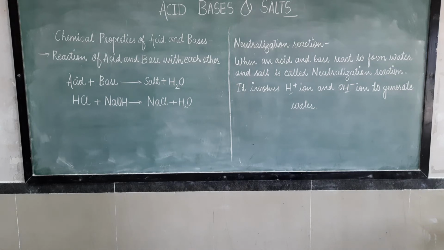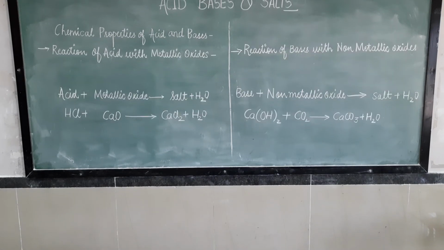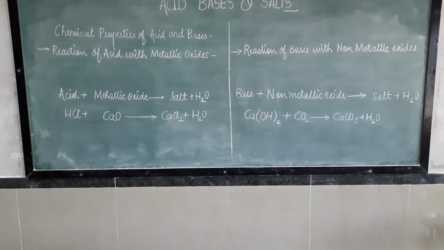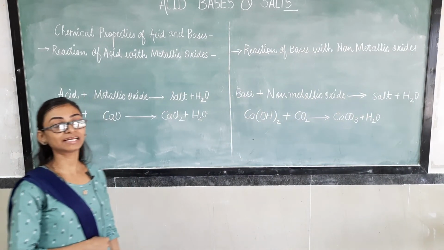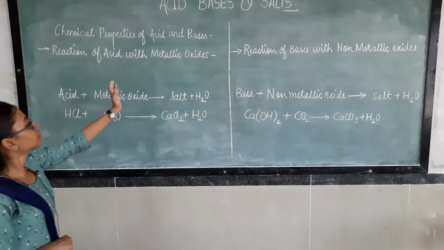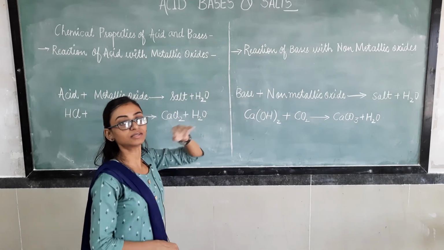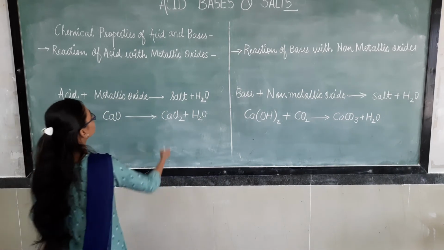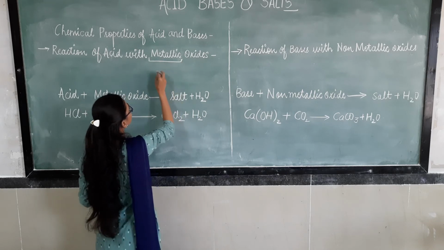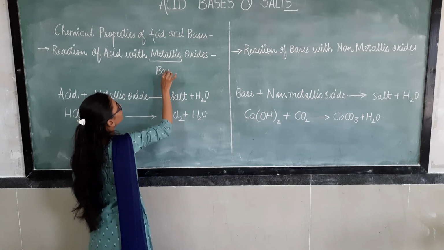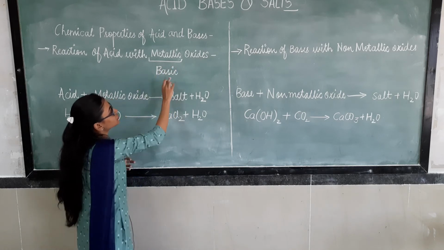Now we'll see the fourth reaction, that is reaction of acids and bases with metallic oxides and non-metallic oxides. Now here the next property is reaction of acid with metallic oxides and reaction of bases with non-metallic oxides. First we'll see what these metallic oxides are. Metal when combined with oxygen is known as metallic oxide. Generally these metallic oxides are basic in nature, right?